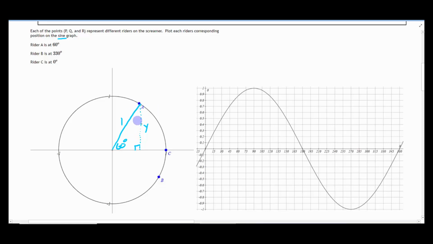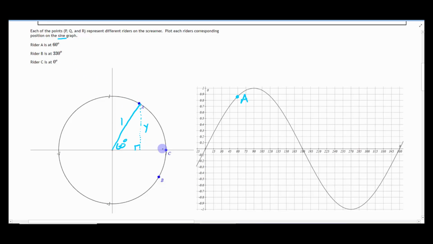Okay, so we could find that height by going over here to the graph and saying, okay, well, here's the sine graph. If I go to 60 degrees, I go up to where the curve is, and we would plot a point right here on the graph, and we could see that the height is about 0.866, right? So this was all stuff that we did when we first plotted this sine wave, right? So this is the corresponding position of rider A on the sine wave to his position on the unit circle. Then we could do the same thing for rider B.